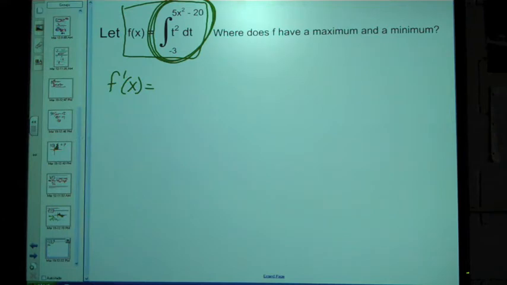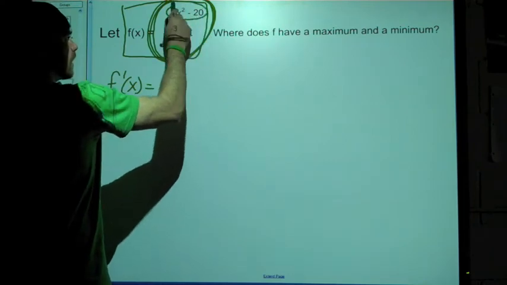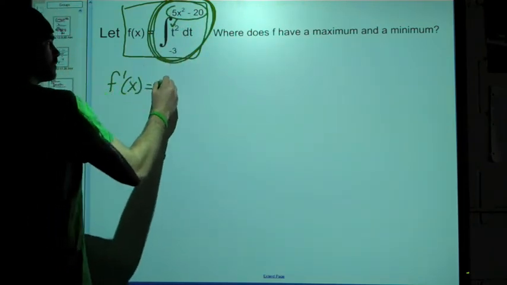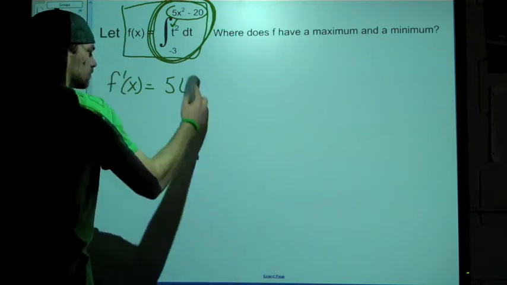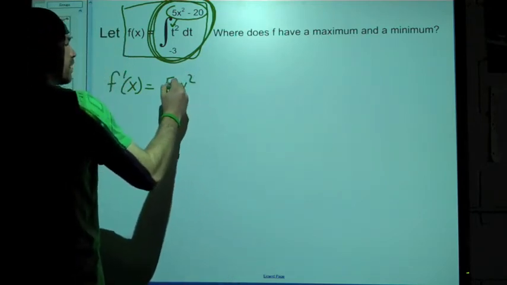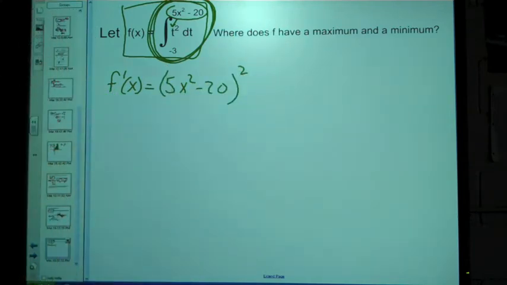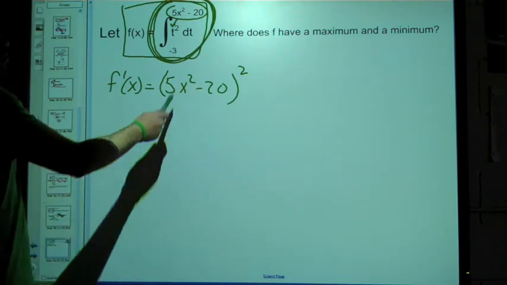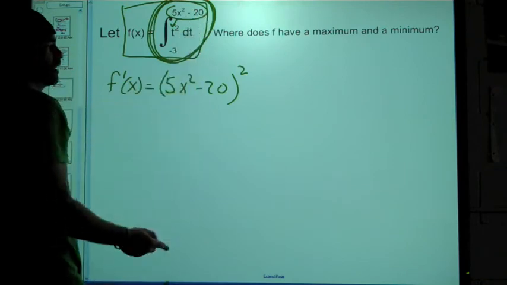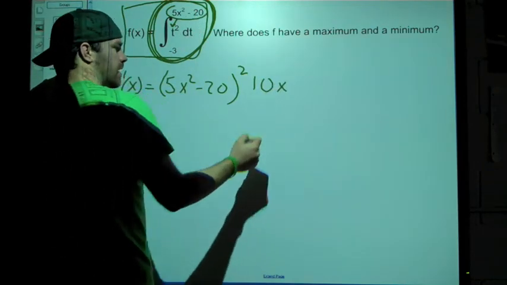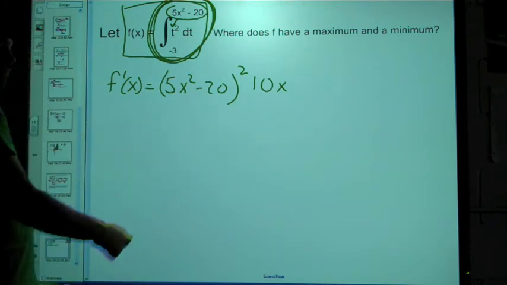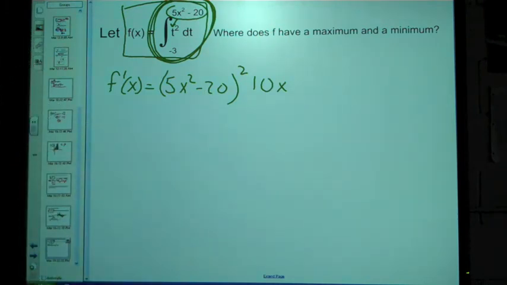Alright? So this is a chain rule problem. I'm still going to take this and plug it in for t. 5x squared minus 20, plug that in for t. So we had t squared, so now I have this squared. And chain rule kicker. What's the chain rule kicker? The derivative of 5x squared minus 20 is 10x.